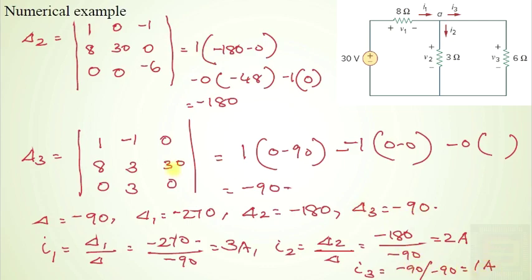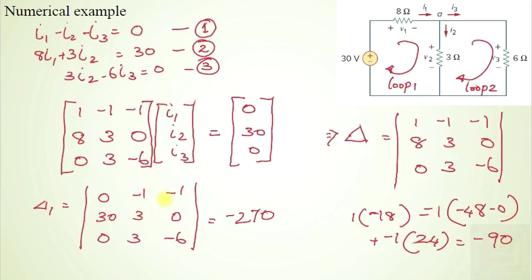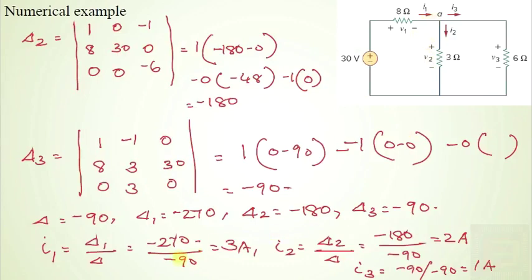So we get the solution. Now we have solved the three simultaneous equations with three unknowns, and we have these results. I1 is equal to 3 ampere, I2 is equal to 2 ampere, I2 is flowing through this, and I3 is equal to 1 ampere. Once you get the current here, the voltage across the 8 ohm resistor will be given by 8 I1. So V1 will be equal to 24 volts.